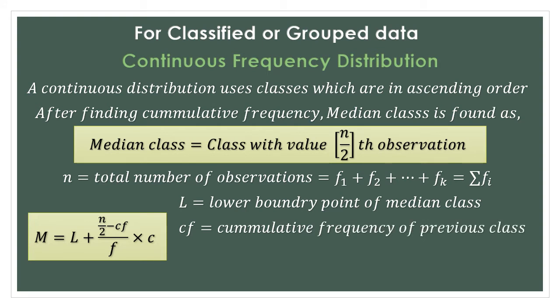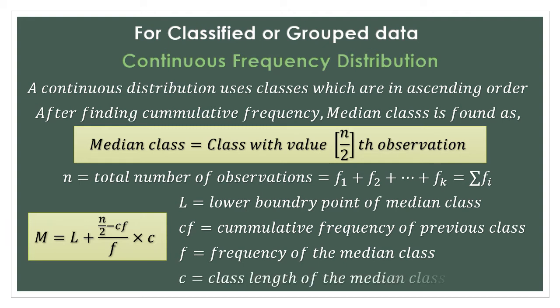That means the median class has a cumulative frequency, and the cumulative frequency which is above this median class, we have to use in the calculation. Then we have the frequency of the median class, that is f, and C is the class length of the median class. So the class length of the median class, the frequency of the median class, the lower boundary point of the median class, and the cumulative frequency which is above the median class. These things we are going to use in the calculation of median for the continuous frequency distribution.